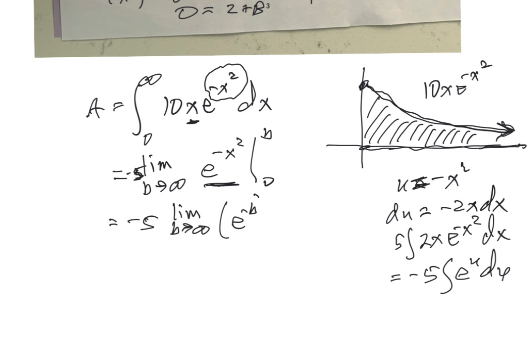E to the minus b squared minus e to the 0, which is 1. This thing goes to 0. Therefore, the limit is minus 5 times minus 1. I think in the morning class, this 10 was an 8, and you got 4. You had to take the 2 out, which took a 4, and you got 4 for your final answer. All right, there you go. Check it out.